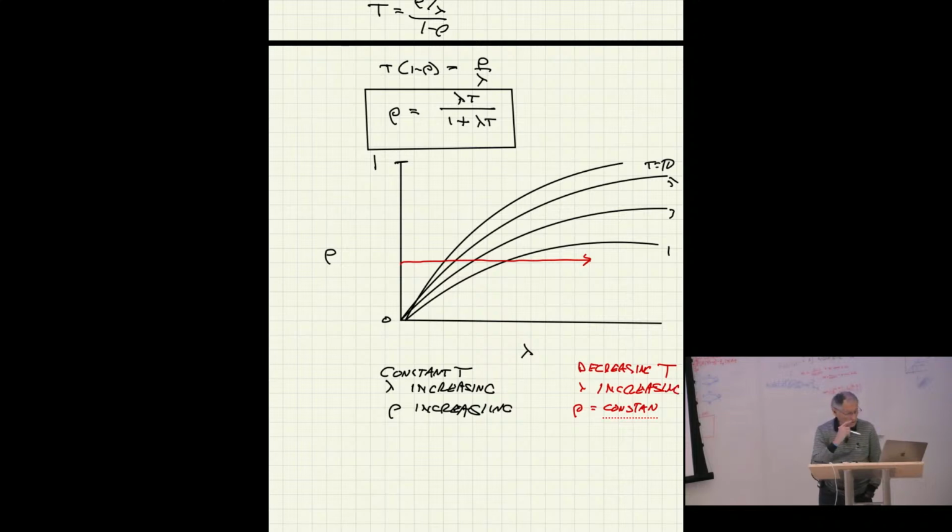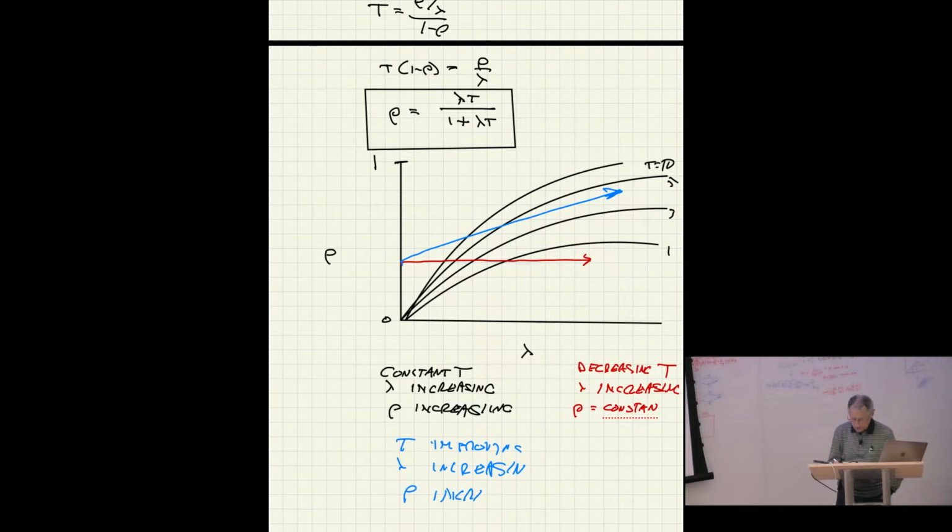Now, in another color, say blue, suppose I followed a line like that. Now what's happening? Response time is dropping from 10 to 5 to whatever. Efficiency is increasing. And throughput is increasing. Wow, you're getting everything. Okay, so let's say that. T is improving. Lambda is increasing. And rho is improving, increasing, if you will. You can have it all. The only price you're paying when you're getting all of it is the other things are improving a little more slowly.